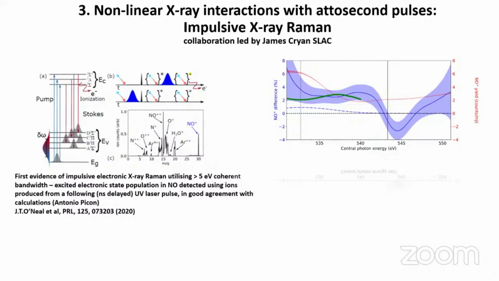And we verified that by doing a post pulse in the UV that showed excess ionization when we had the X-ray pulse first, that demonstrated we were exciting into this. The experimental data is this blue curve, and the green curve comes from Antonio Picon's calculations, which tie up quite well, quantitatively, with what was measured.